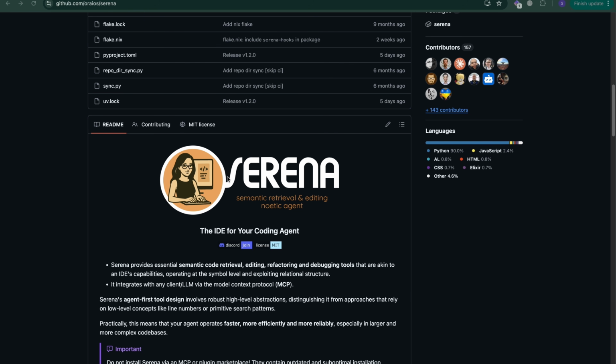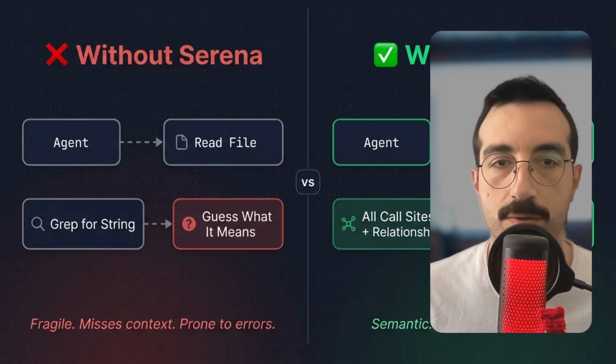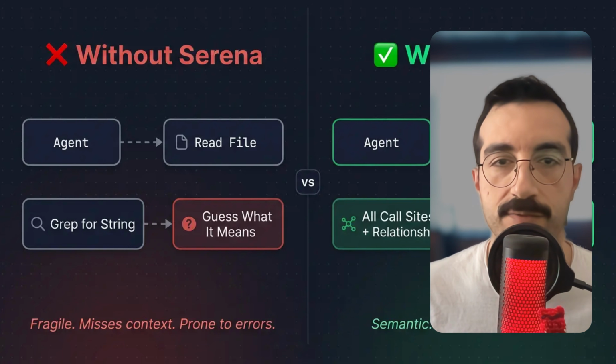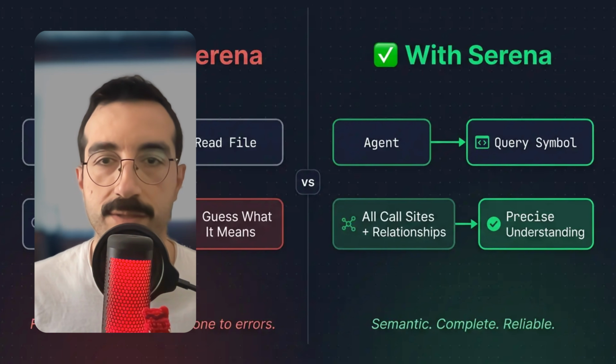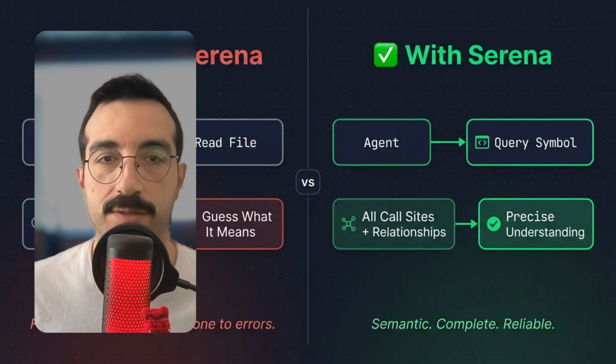What Serena gives your agent is semantic understanding of your codebase, not just text reading. Without Serena, your agents find code by reading files and using grep. They open a file, read the text, and guess from there. With Serena, they can query your codebase by symbol, find every call site of a function, understand class hierarchies, trace where a variable comes from, like an IDE, not a text editor.